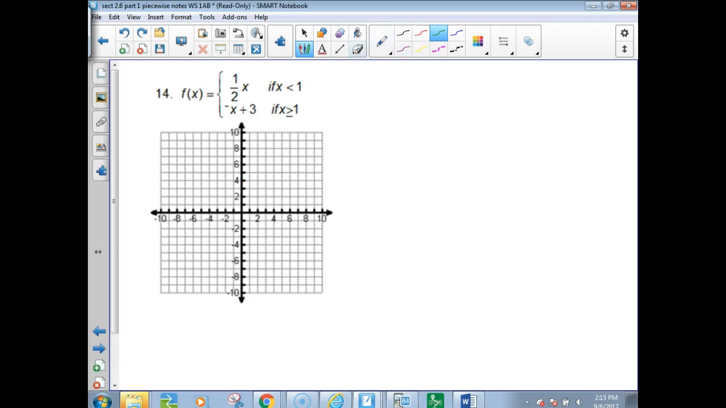Next one. All right, so first step, I'm going to look at the boundary number, and it happens to be 1 again. Vertical line. I'm going to do my first line, or this part. It says if x is less than 1, then do half of x. I'm going to use a T-chart for that part. So I'm going to put in numbers. I'm going to put 1 in, but it's not going to include it. This is going to be the open hole.